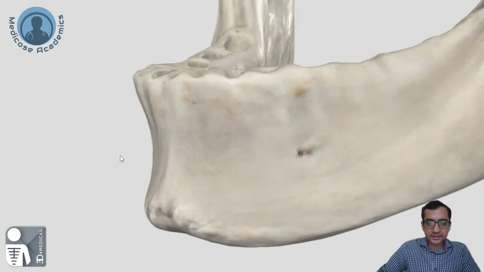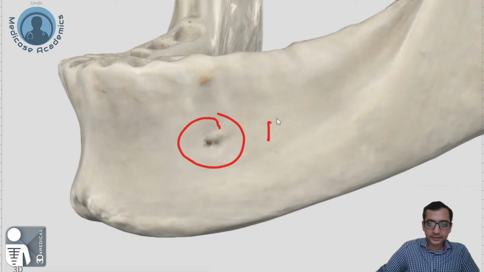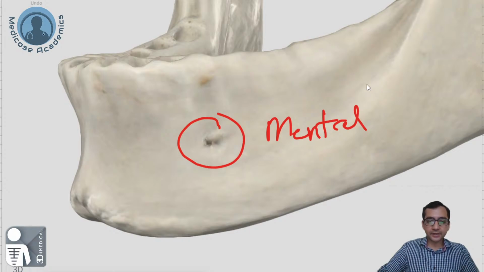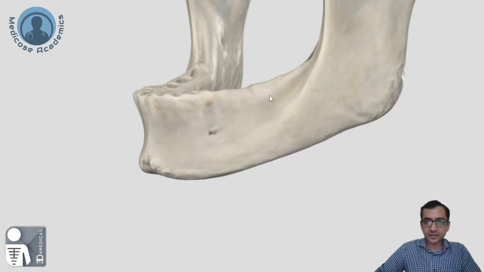And then there is this opening present in the mandible. This is called the mental foramen. From the mental foramen, the arteries, veins and nerves of the same name exit to the surface. Okay, so these are the external features.